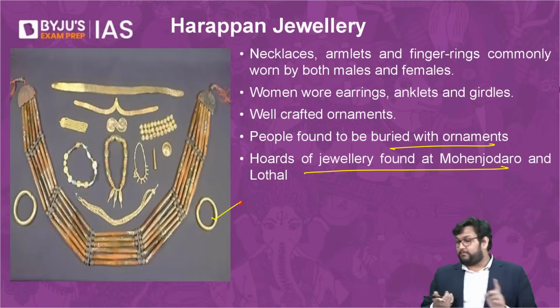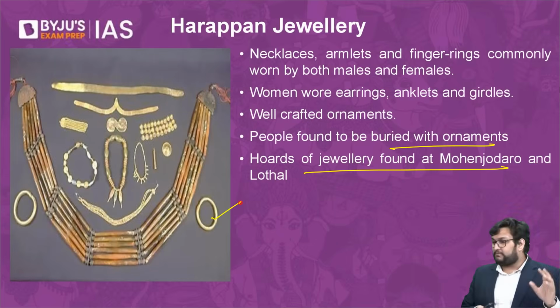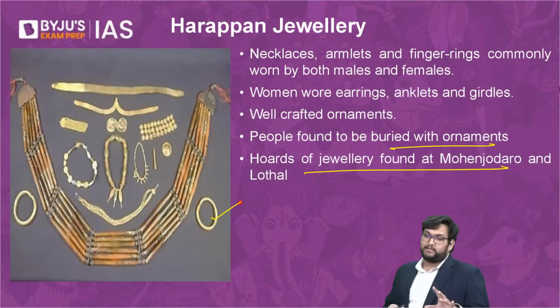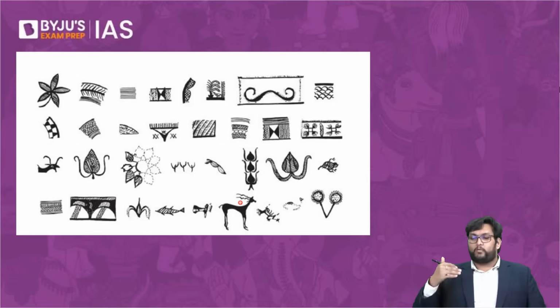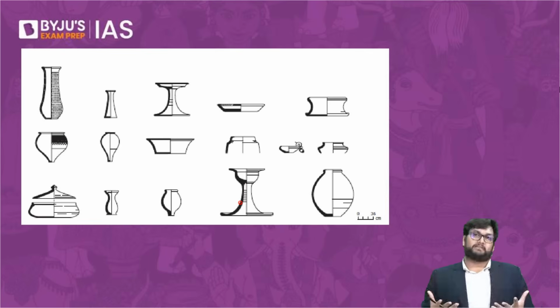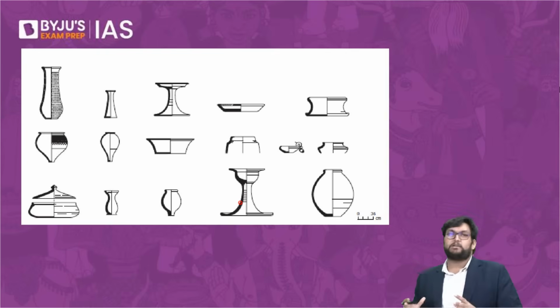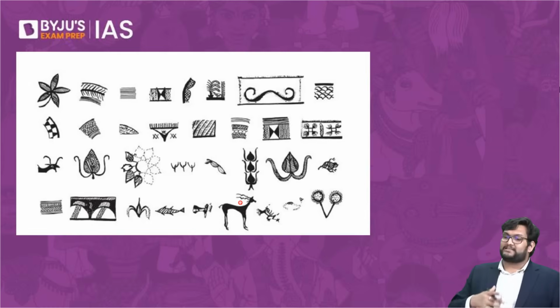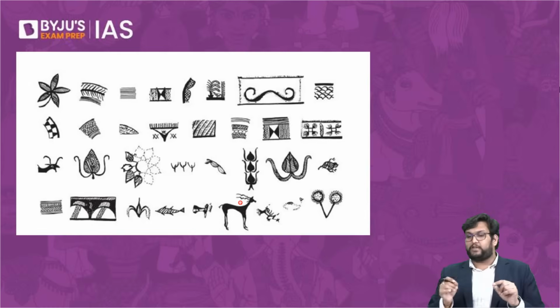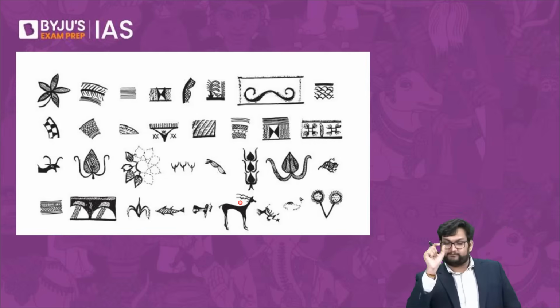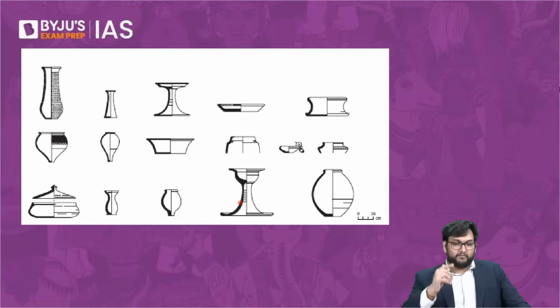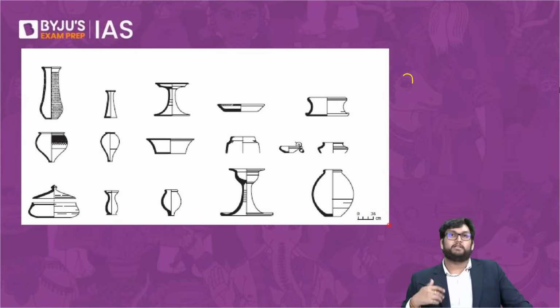And this means that men and women both were using it. The simple point I'm trying to show you here, my basic purpose, is to show you what we call craft diversity. In Harappan pottery also, we have pottery which has different forms of engravings, different forms of what we call decoration, and the way they made pottery is also quite unique.